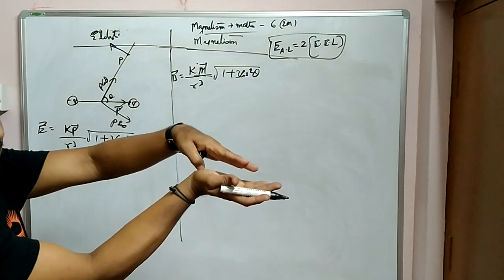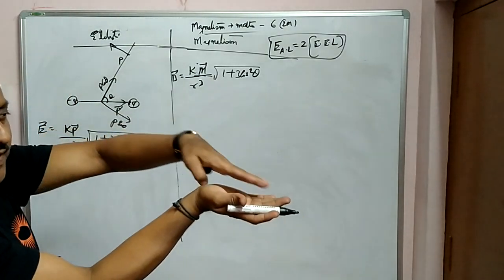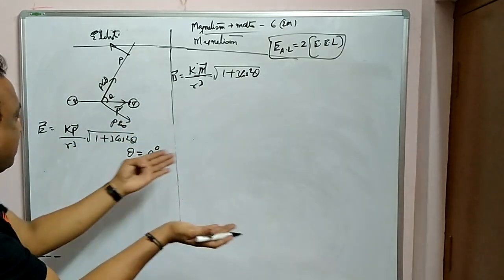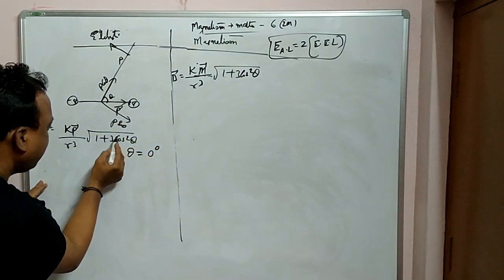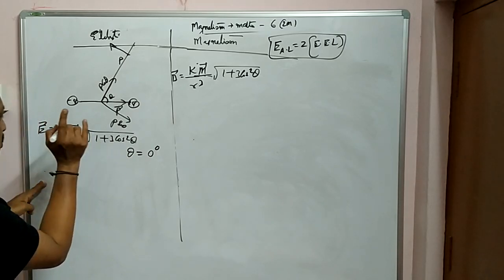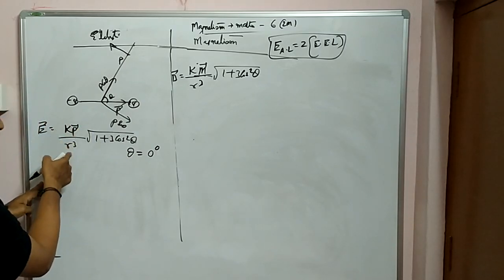Axial line, dipole moment and the point are in the same direction. Theta is equal to 0, what is cos 0? 1. This gets cancelled. So 3 into 1, 3 plus 1, 4. What is square root of 4? 2. So 2 Kp by r cube.